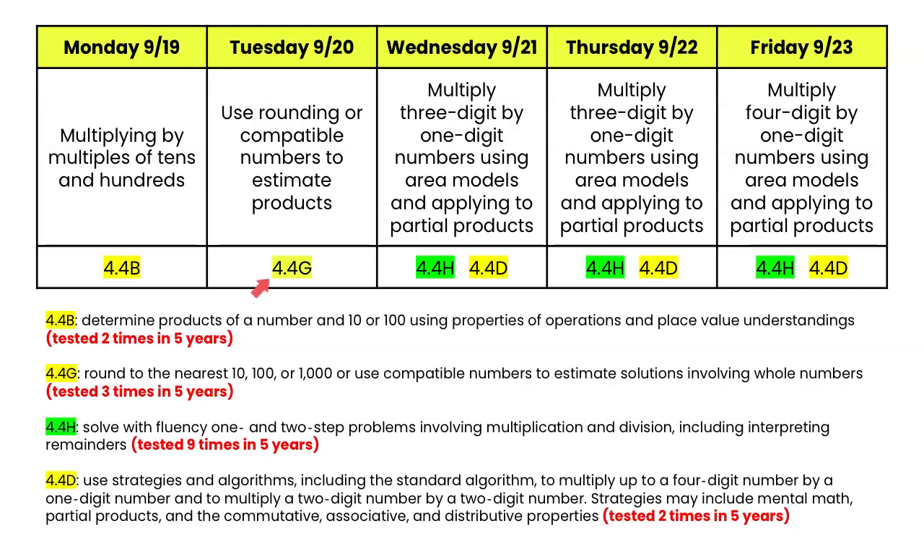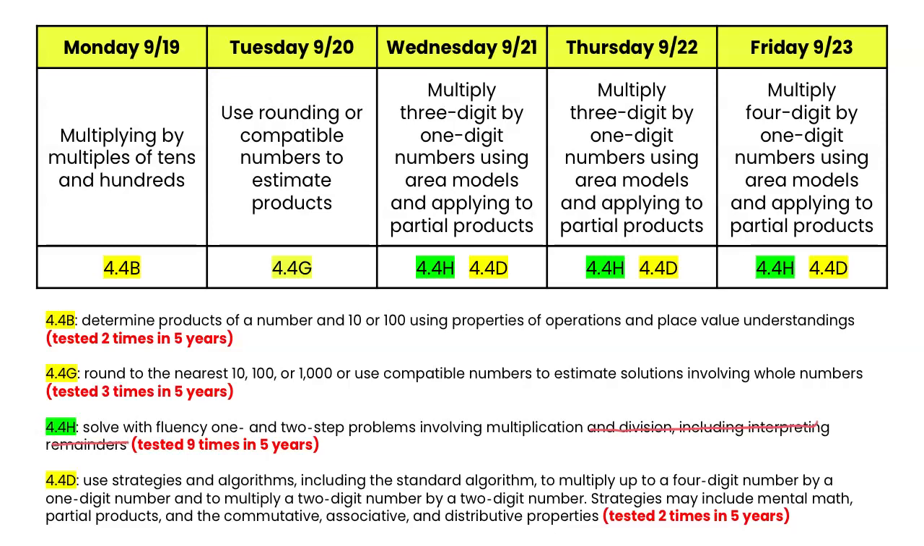Then on Tuesday, we will move into TEK 4G, where we use rounding or compatible numbers to estimate products. The idea will be to round numbers on Tuesday and use the skill that was learned on Monday in order to estimate solutions to real-world problems. Then Wednesday through Friday, we will look at 2 TEKs, 4H and 4D. We're only going to be looking at the multiplication aspect of these TEKs, so you don't have to worry about the division part just yet.